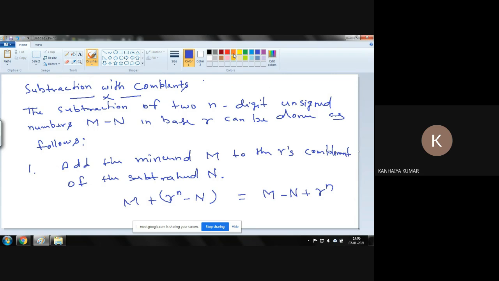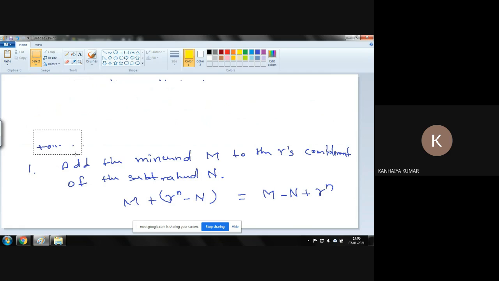I keep repeating that the word unsigned is used for a non-negative number. You shouldn't understand that n is a negative number. Actually, this is an operation called subtraction to be performed on two non-negative numbers, which are m and n. Okay, so let me write the next or second part of doing the subtraction on two unsigned numbers.